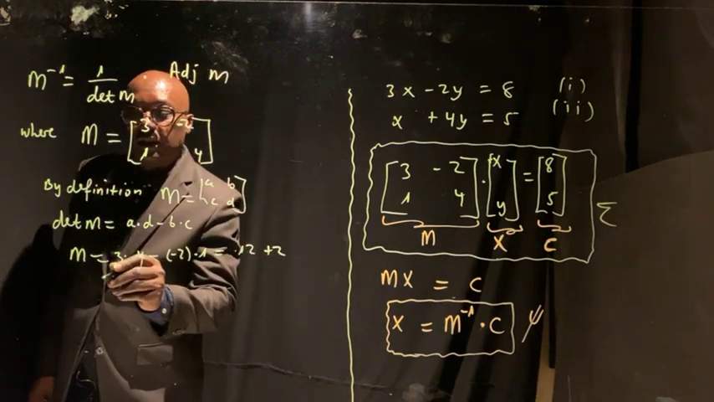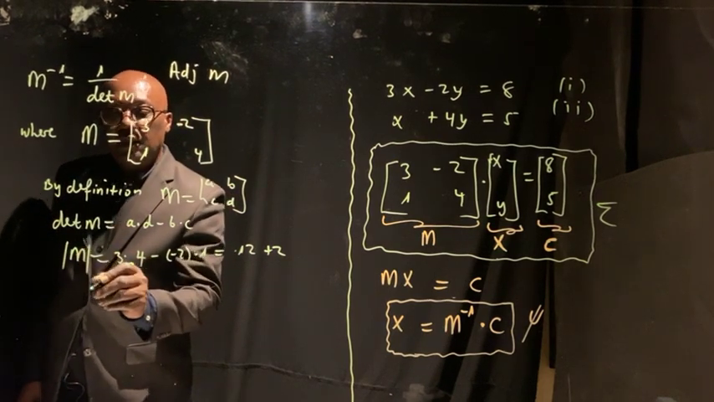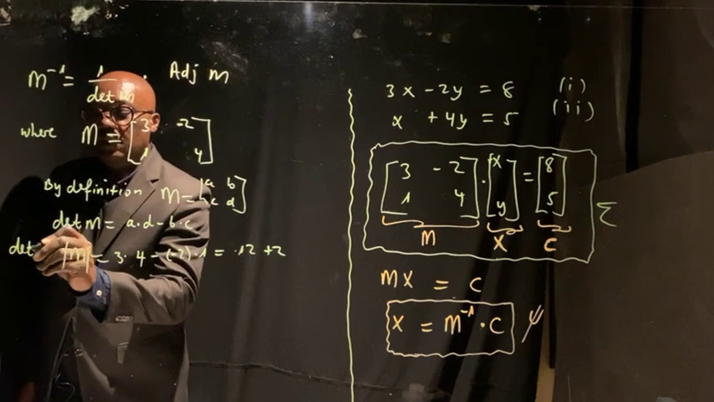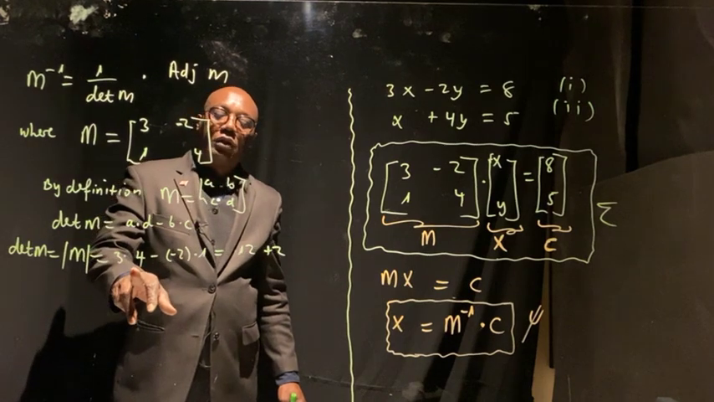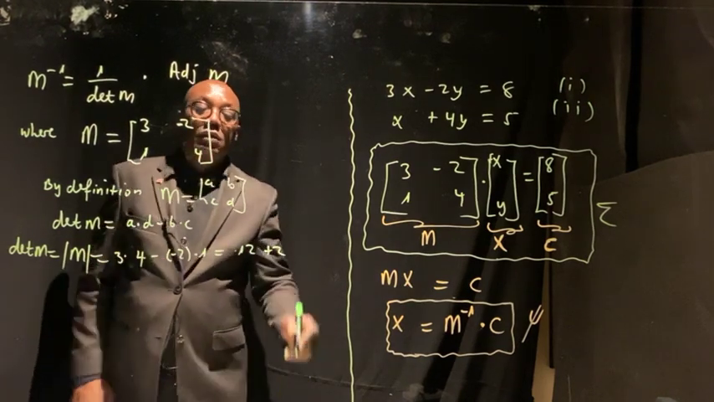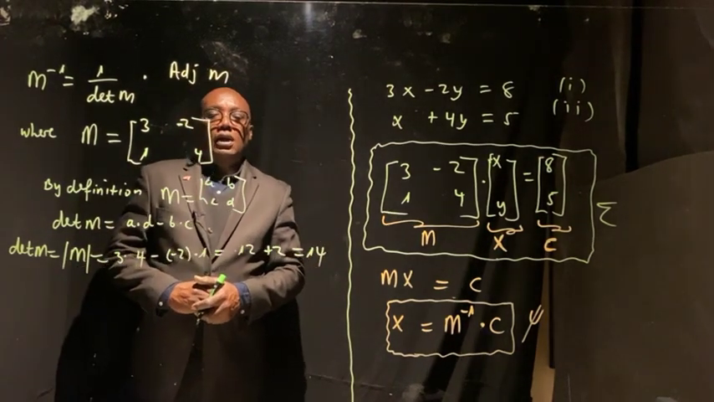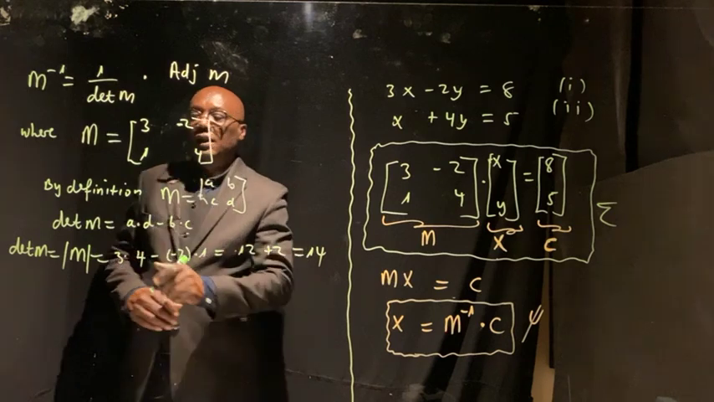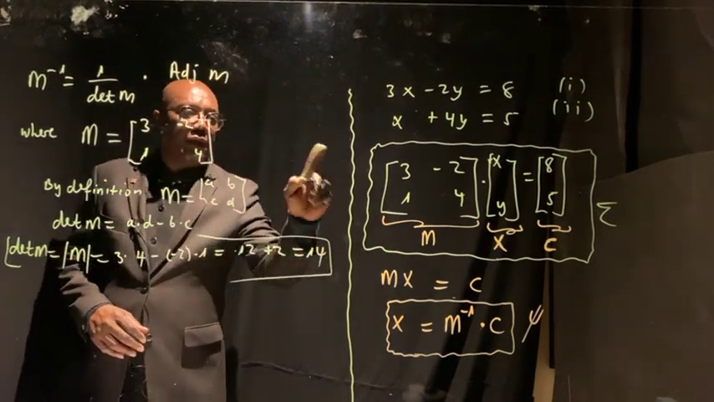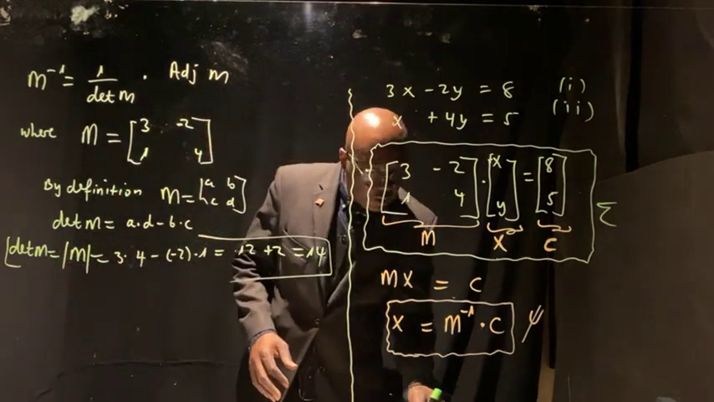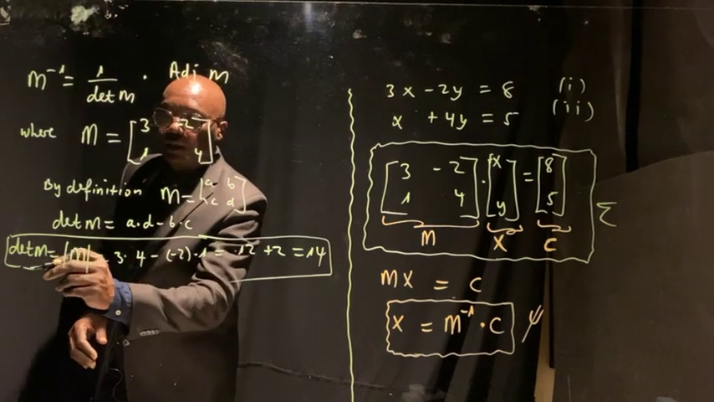So we say that the determinant of M, we denote it by this. So the determinant of M is 3 multiplied by 4 plus 2, which is equal to 14. Very good. Maybe we will clean that side, but I think there is enough space over here to continue our work. So this is the determinant.